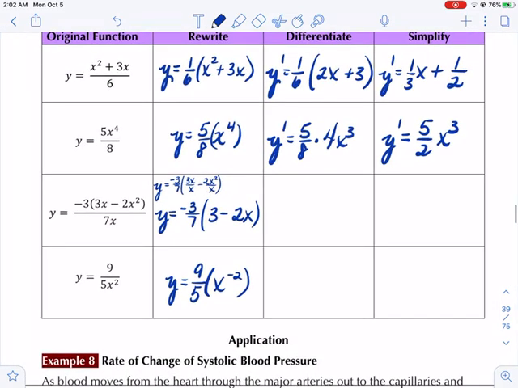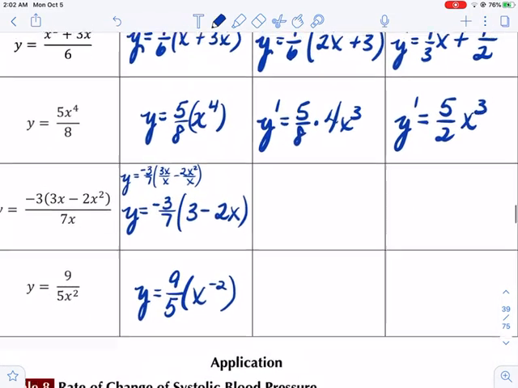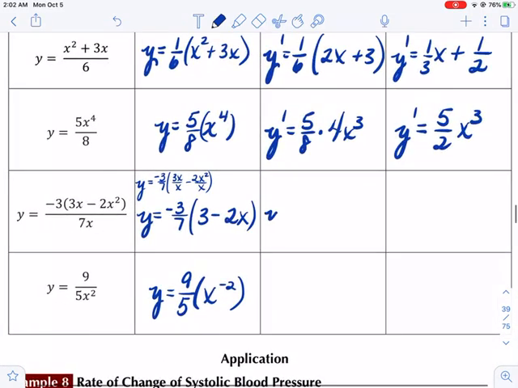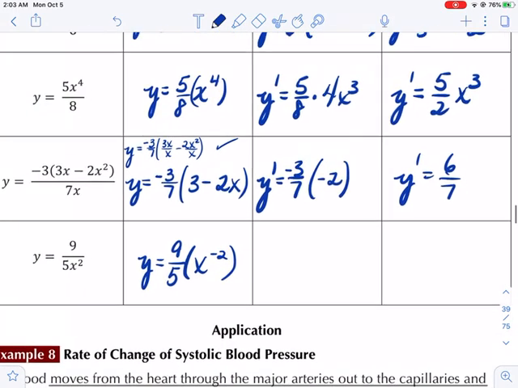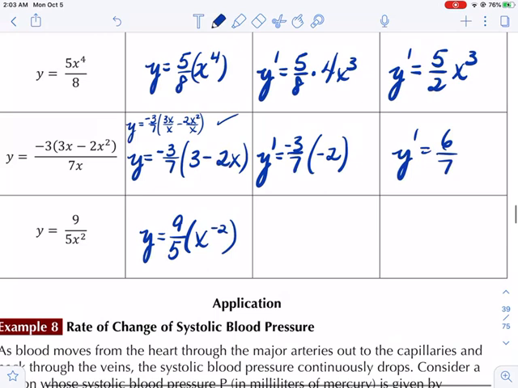Then for number, all right, I don't have a number on it. The third one, though, we have y prime. And if you notice with that one, I pulled the negative 3/7 out and then divided each term by x and got that nice little answer there. So we have y prime is equal to negative 3/7, and then it's just going to be times negative 2, the derivative of 3 minus 2x. So we get just y prime is equal to 6/7, a constant derivative, constant slope.